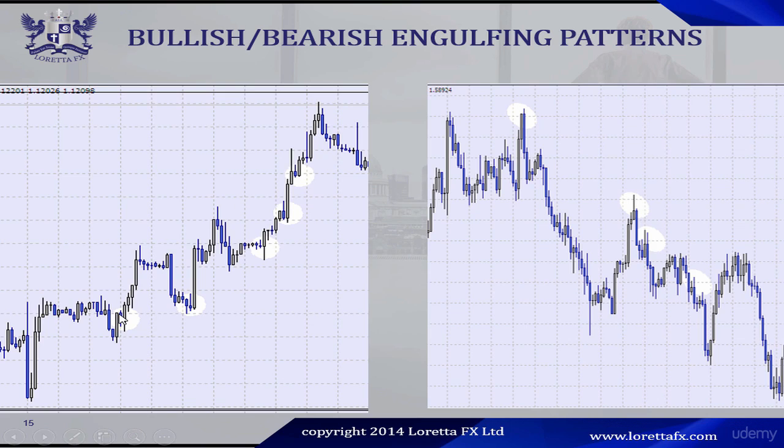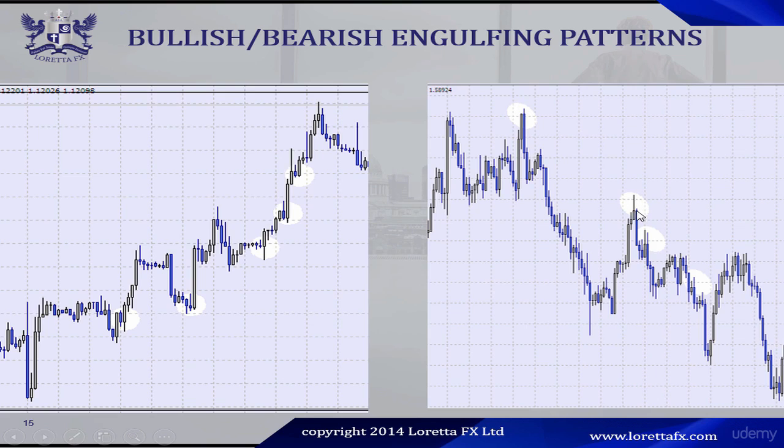We also have a bullish engulfing candle here. So several bullish engulfing candles. Now here we have a bearish engulfing candle. So we had this upswing here, this upswing price move, and then we have this bearish engulfing candle.